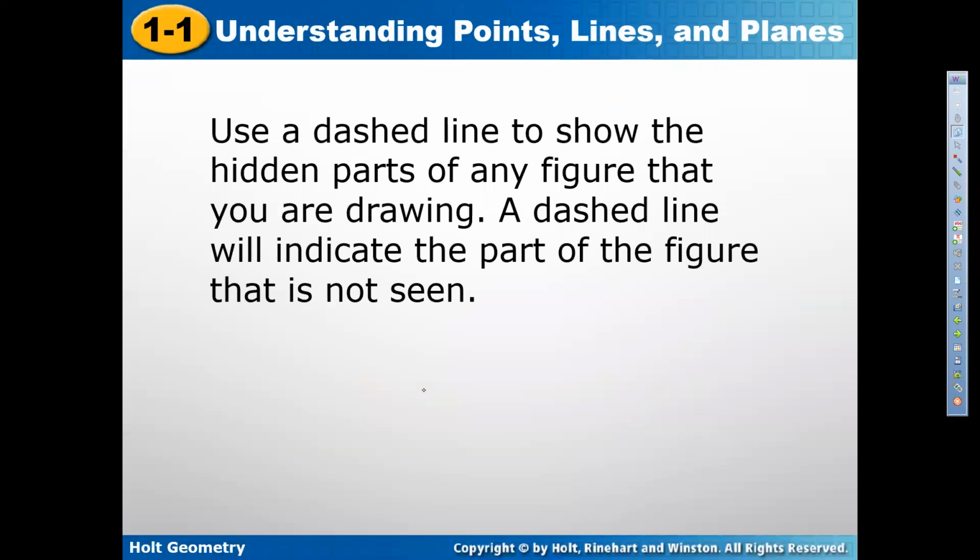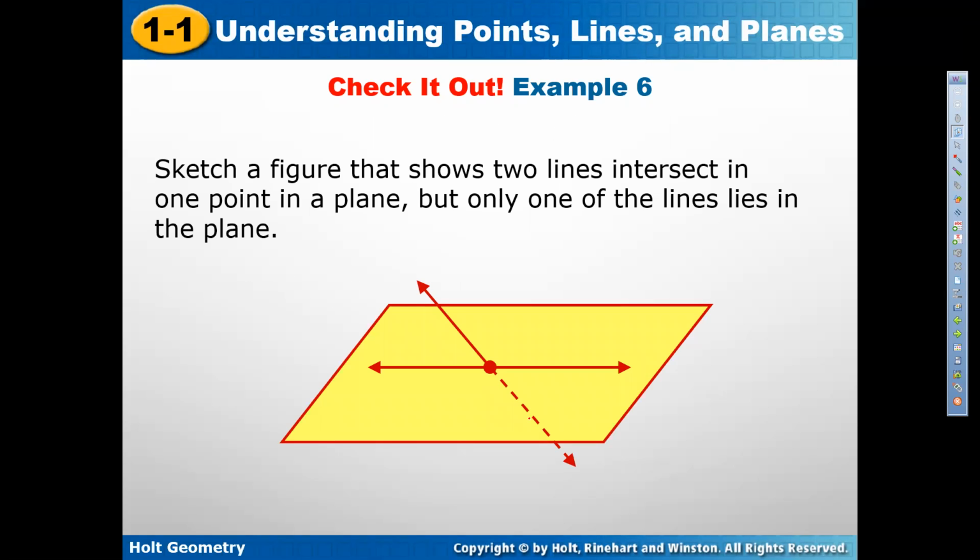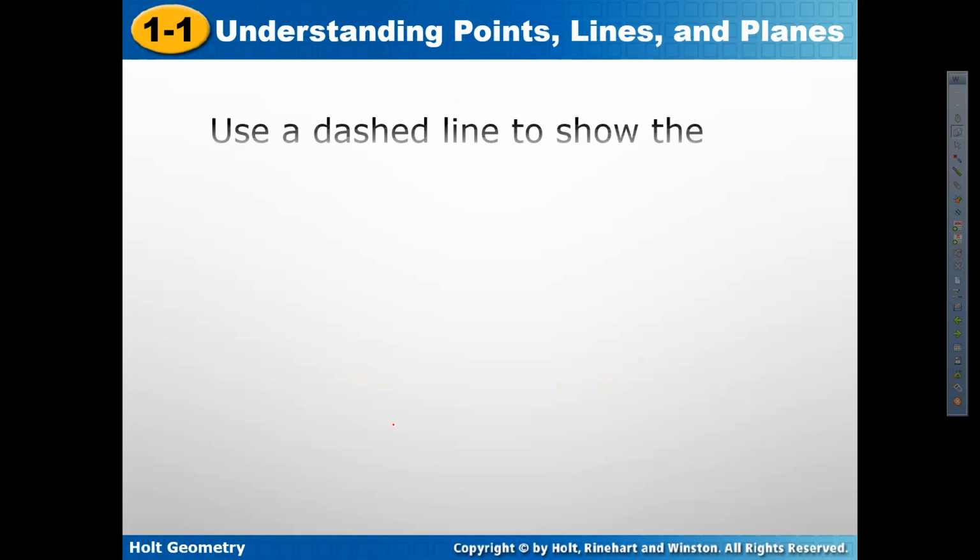And so in this case, we use a dashed line to show the hidden parts of any figure that you are drawing. A dashed line will indicate the part of the figure that is not seen. So in this case, basically, we're not seeing this part here because it will be under the plane. But we use it dotted so it can indicate that it's going through the drawing.